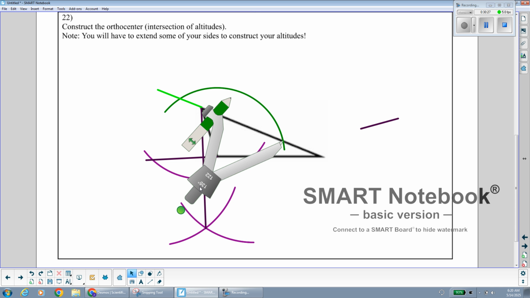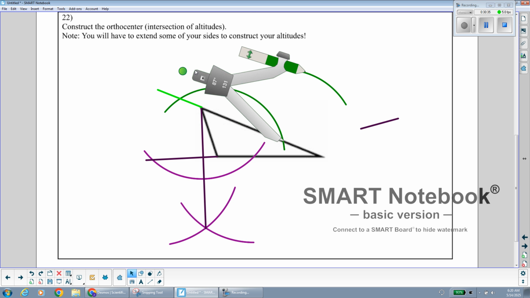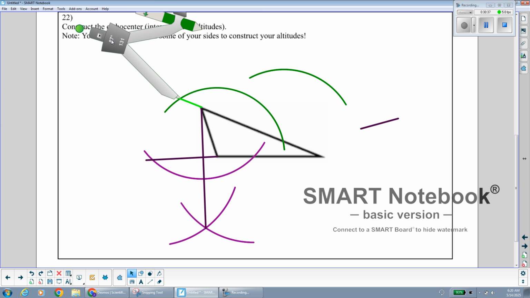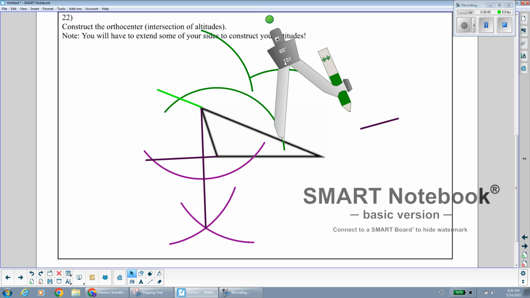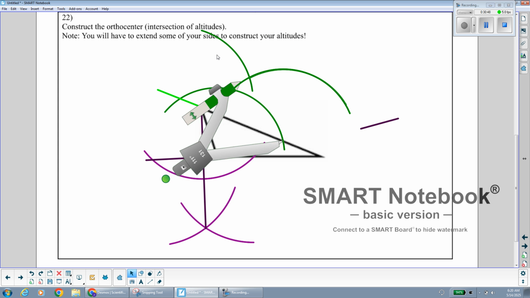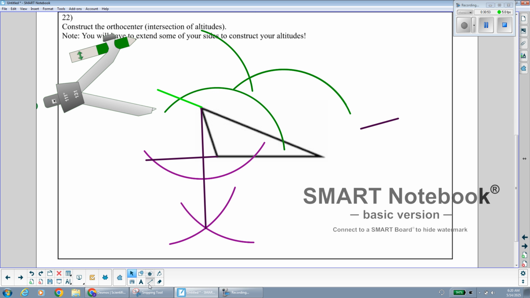Now I'm going to go over to one of those intersection points. Let's make an arc, and then the same arc on the other. I'm going to extend this one a little bit. Even though I could see the intersection, I'm going to extend it just a little bit. There we go. And now I'm going to connect through the points of intersection with my straight edge. Oh, there we go. And it should pass through that opposite vertex.